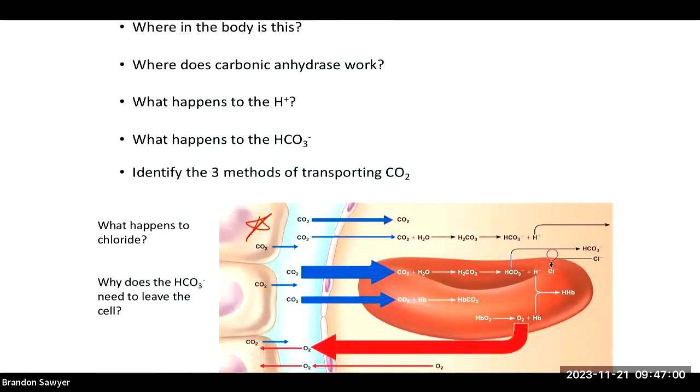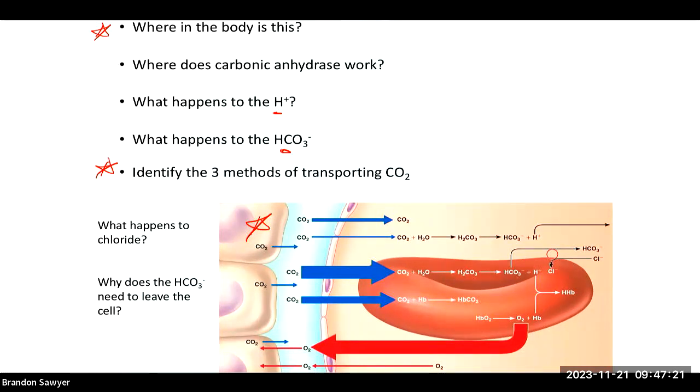There are a couple of things I want you to do. You can walk through these questions with the person next to you. Where in the body is this? The options are really just the tissues or the lungs. Carbonic anhydrase is an enzyme that helps drive this reaction. And you can see here what happens to that hydrogen ion that we create, because that could potentially be problematic. What happens with the bicarbonate?